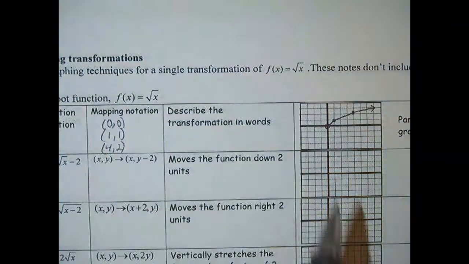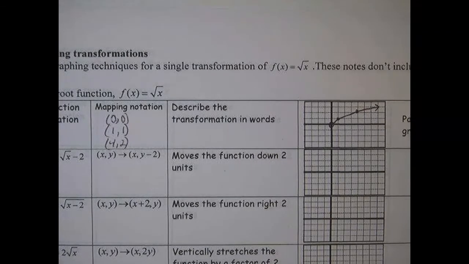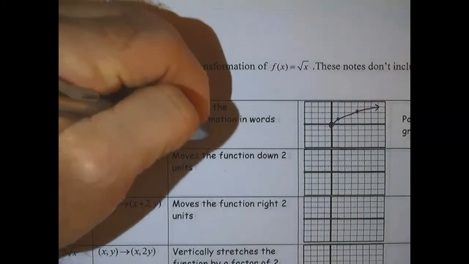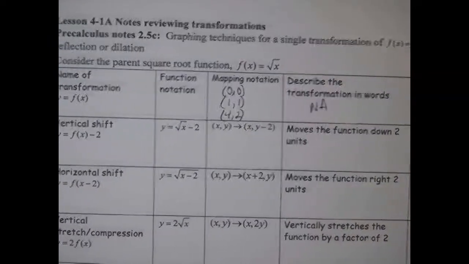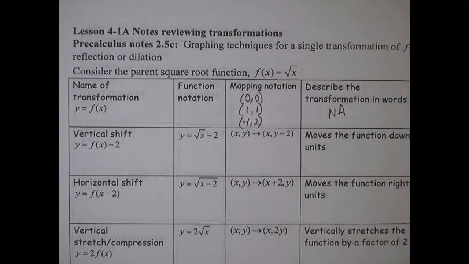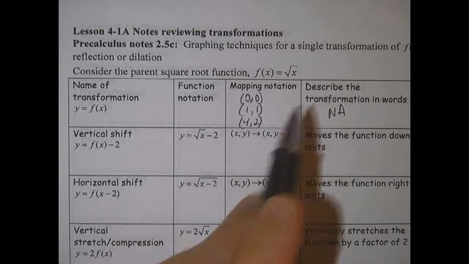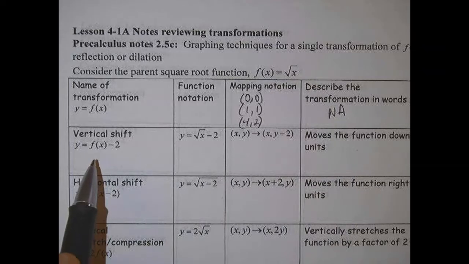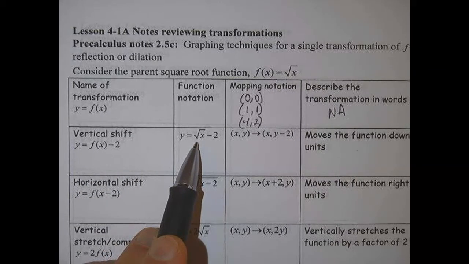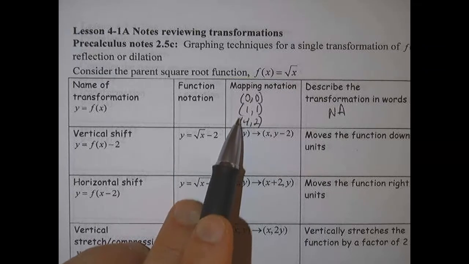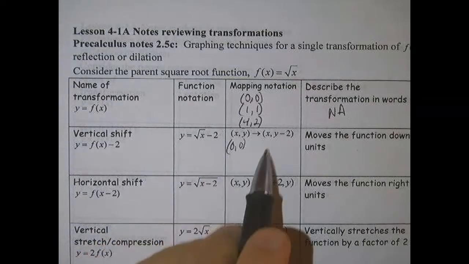Notice in the square root function there are no negative inputs, not in the parent function, and there is no transformation in words yet, so we're saying not applicable there. So let's look at the first transformation, which is a vertical shift. A vertical shift takes any function, this time f of x is specifically the square root of x, and subtracts 2. So in function notation, it's the square root of x minus 2.